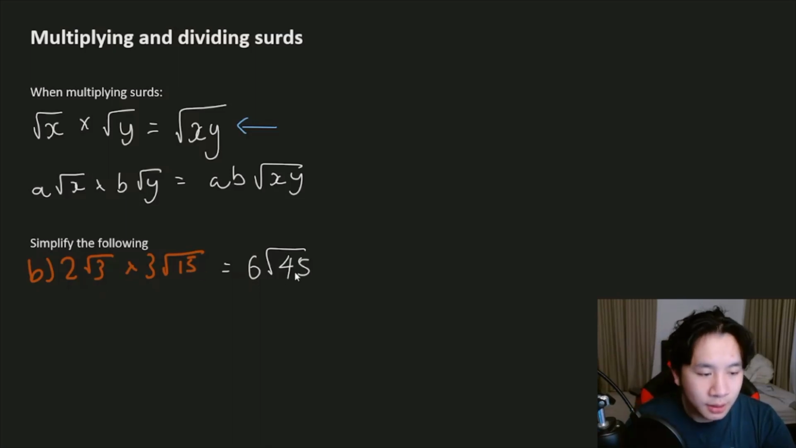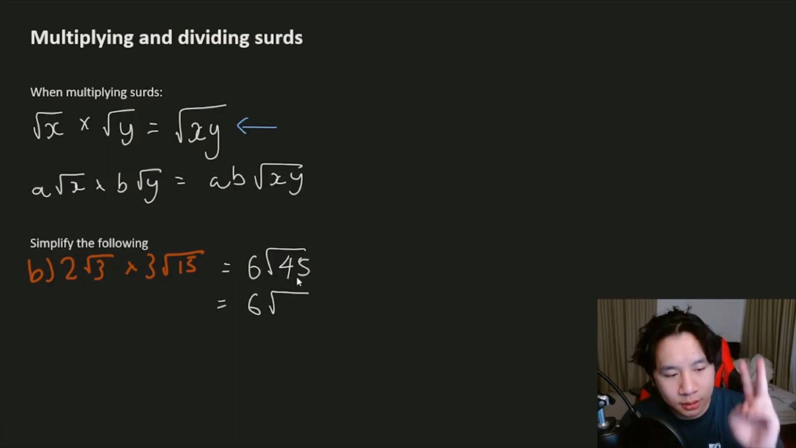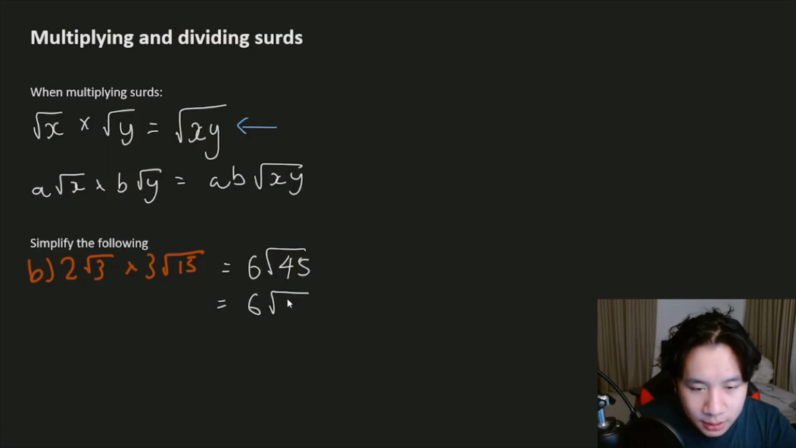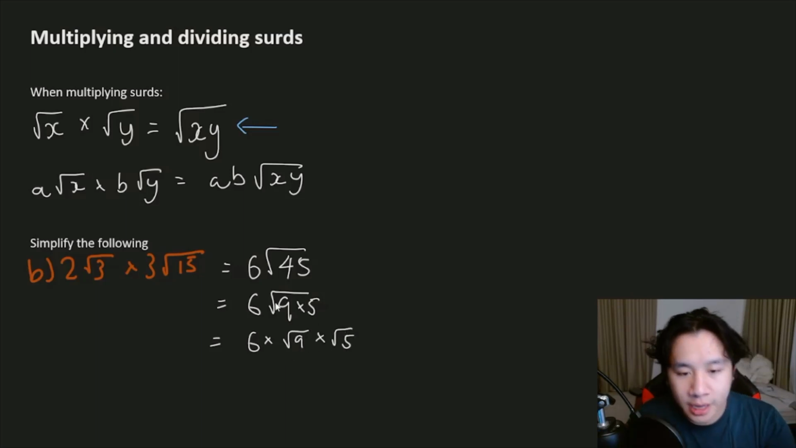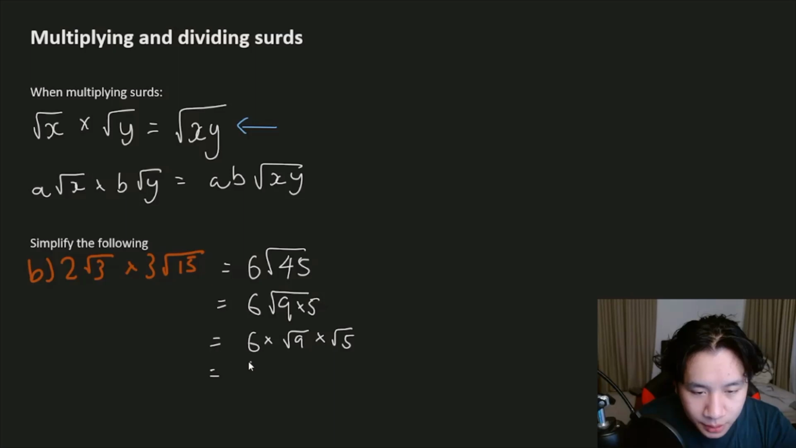Now, we're not done here yet. You can simplify square root 45. So this would be 6 square root, and then you have to split this into a square number and another factor. So you can split this into 9 times 5, and this is equal to 6 times square root 9 times square root 5. I can split this into two separate pieces according to this first rule, and then this is going to be equal to 6 times 3 times root 5. And then finally, 18 root 5.